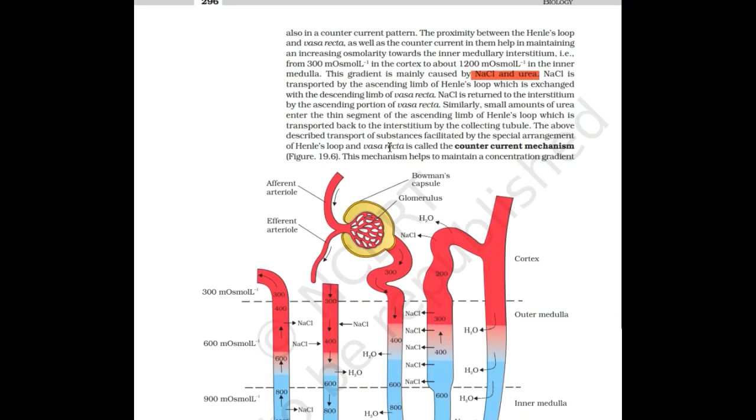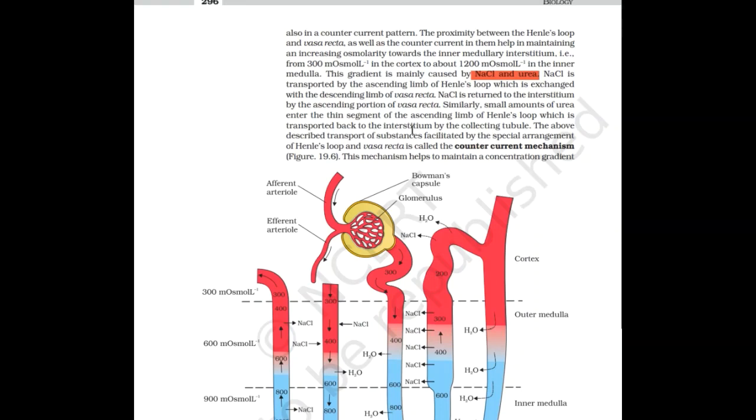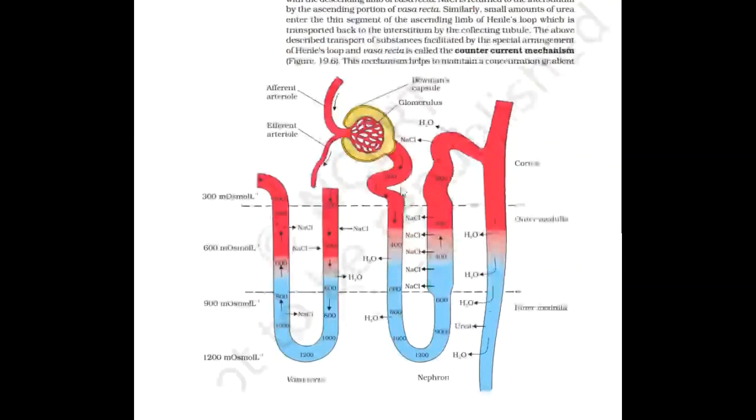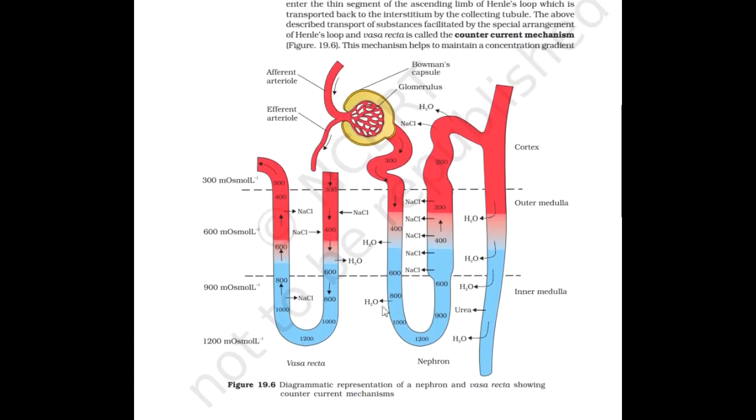The above described transport of substances, facilitated by a special arrangement of Henle's loop and vasa recta, is called the counter current mechanism. Figure 19.6. This mechanism helps to maintain a concentration gradient. Diagrammatic representation of a nephron and vasa recta showing countercurrent mechanism.